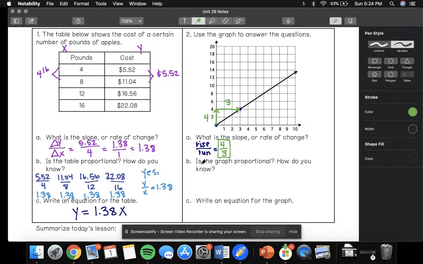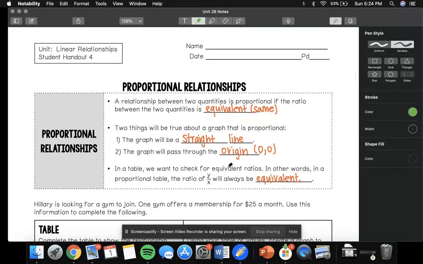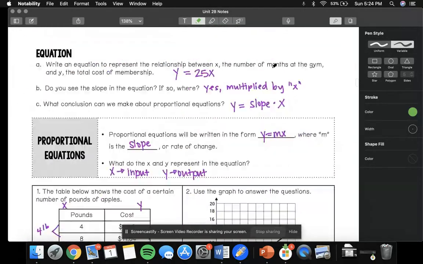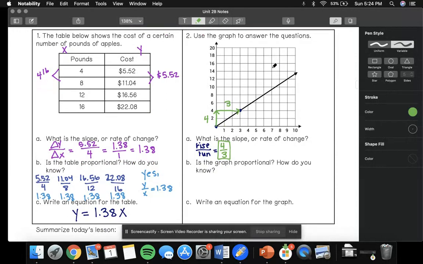Okay. Part B, is the graph proportional? How do you know? Okay, again, if we look at our notes, if you look at a graph, if it is a straight line and it passes through the origin, it's proportional. So it is straight, so it is constant. It starts at 0, 0, or it starts at the origin. So yes, it is proportional because it is straight and it passes through the origin.